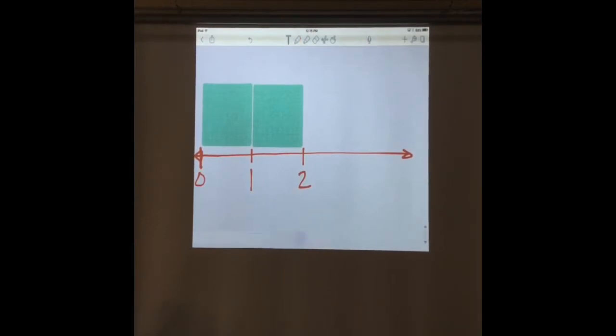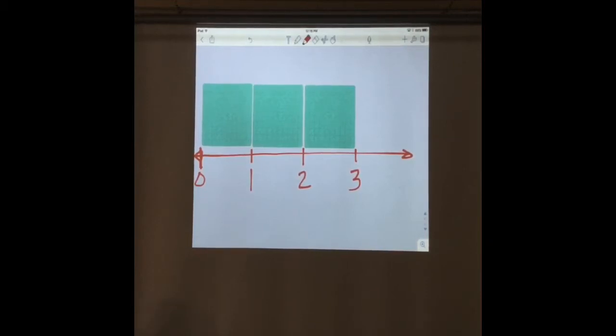Let me make one more. Let me put out one more of these. Okay. I hope you're drawing this. What do you think is going to go here? 3. Now we can represent that a couple of ways, right?